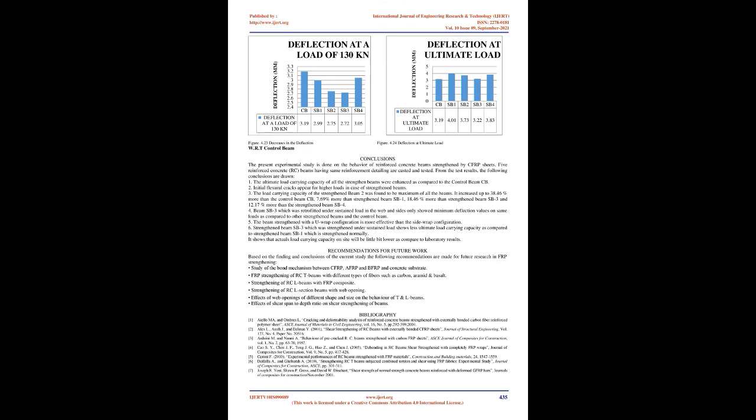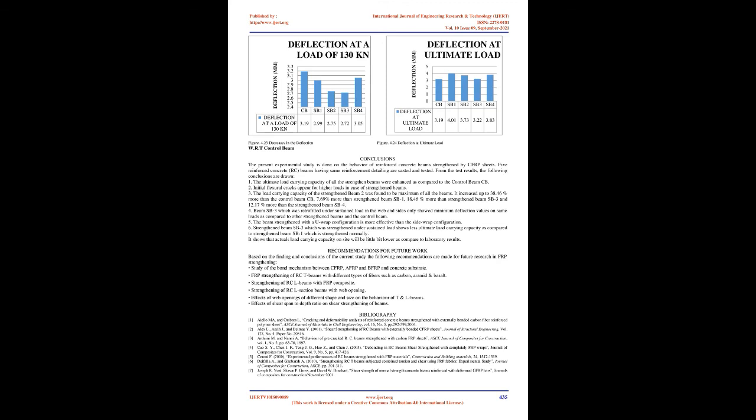Ultimate load carrying capacity. The load carrying capacity of the control beams and the strengthened beam are plotted below. It is observed that beam SB2 is having the max load carrying capacity. Conclusions. The present experimental study is done on the behavior of reinforced concrete beams strengthened by CFRP sheets. 5 reinforced concrete, RC, beams having same reinforcement detailing are casted and tested. From the test results, the following conclusions are drawn.